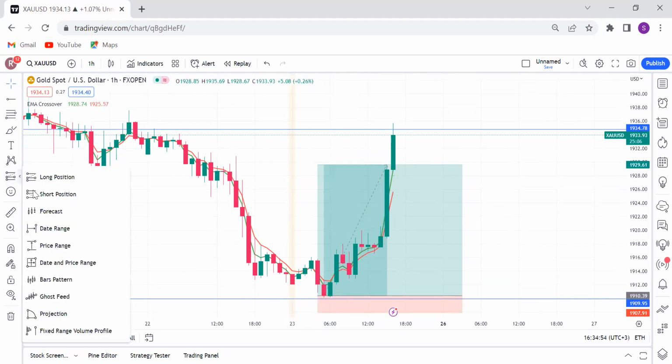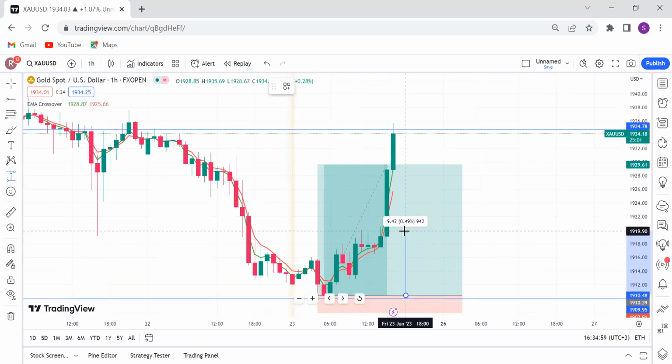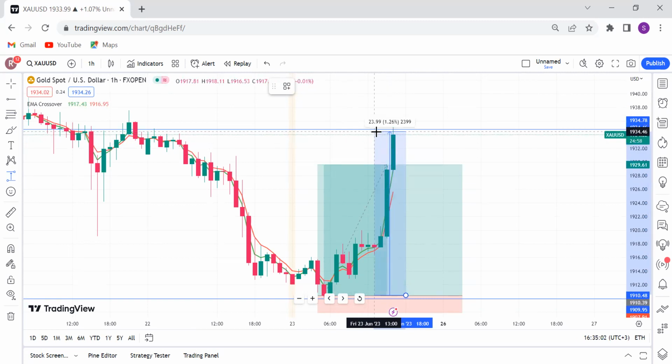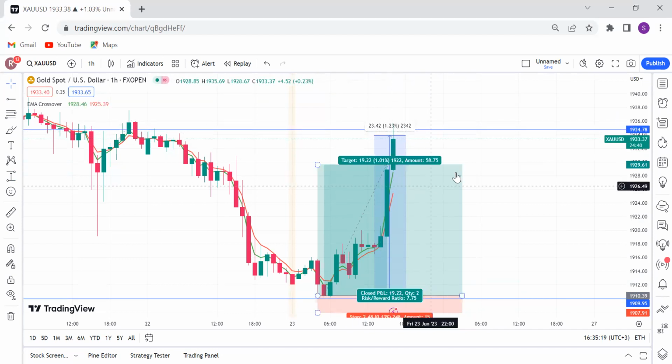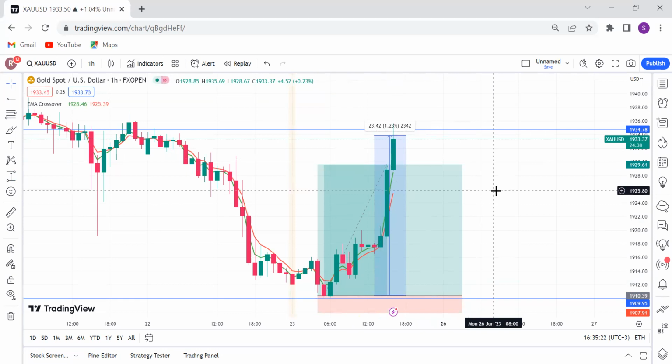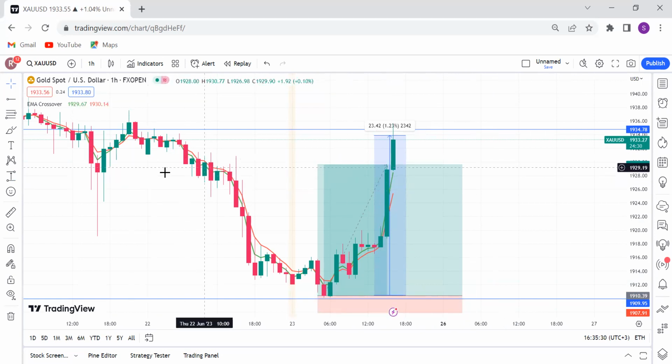I was to calculate the pips from 1909 all the way up to where it is right now. Wow. 2,342. So many pips. You can see 23.42 level, percentage 23.42. So many pips. They say a pip a day keeps poverty away. Amen to that.